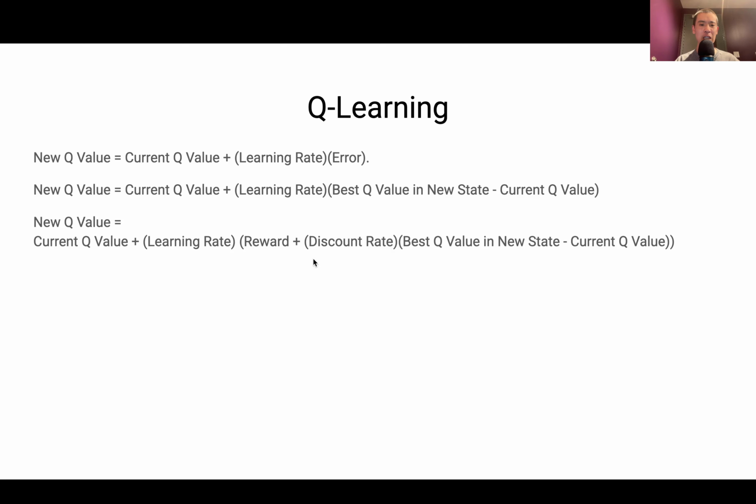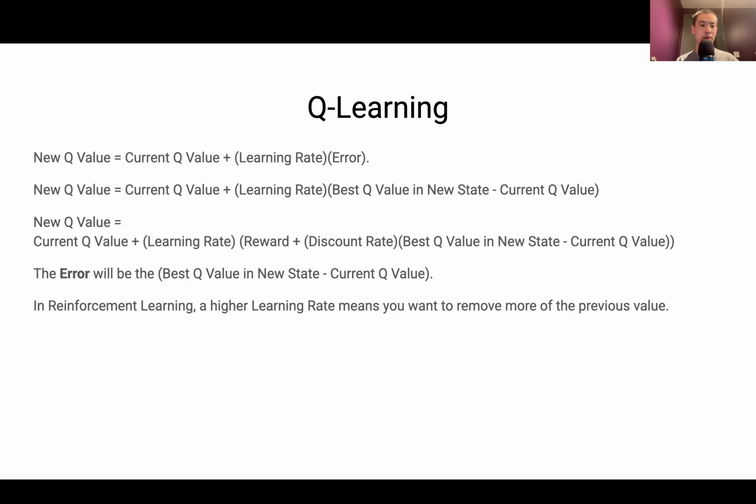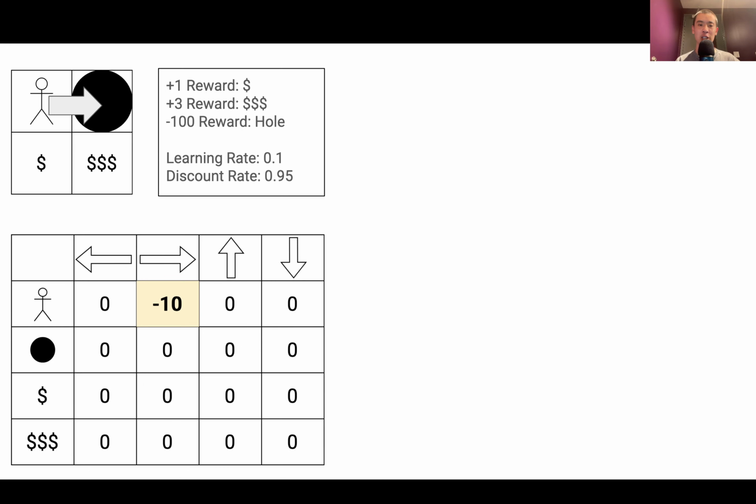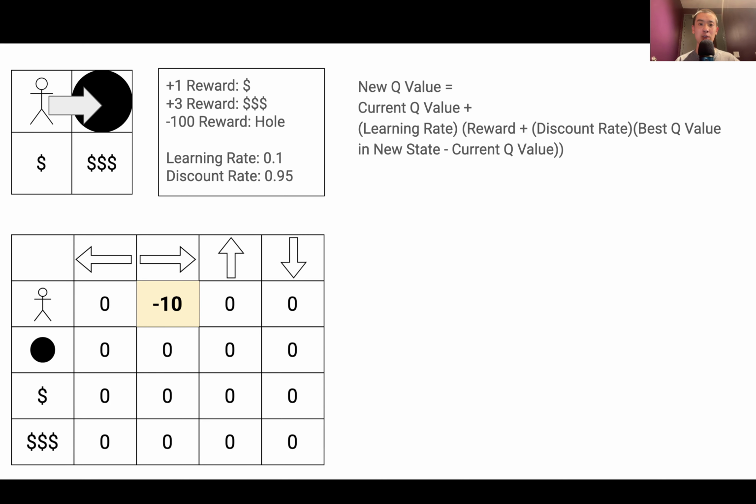If this looks a little bit intimidating, just remember that all of this is just this simple equation at the very top. And yeah, the error right here will be the best Q value in new state minus the current Q value. And in reinforcement learning, a higher learning rate means you want to remove more of the previous value. Okay, let's start updating our Q table. Here's the equation from before, and now let's fill it out with numbers.